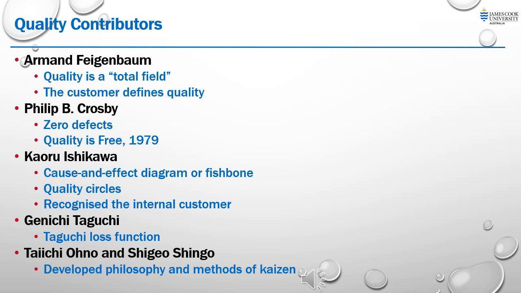Ishikawa, cause and effect diagram or fishbone, and quality circles recognize the internal customer. Then we have Genichi Taguchi talking about the Taguchi loss function. And also, as you remember, we covered some of these. Taiichi Ohno and Shigeo Shingo developed a philosophy and method of Kaizen.